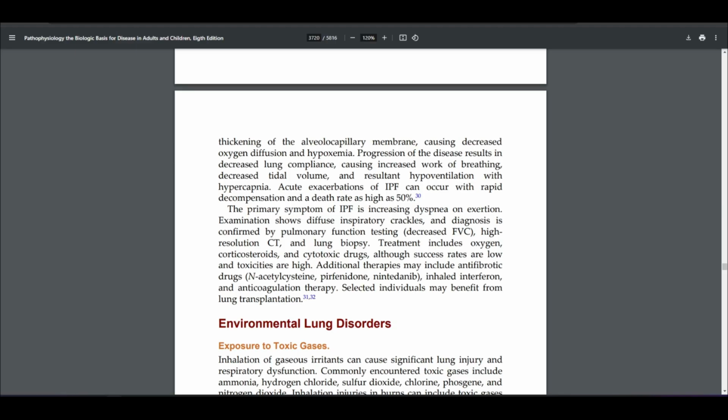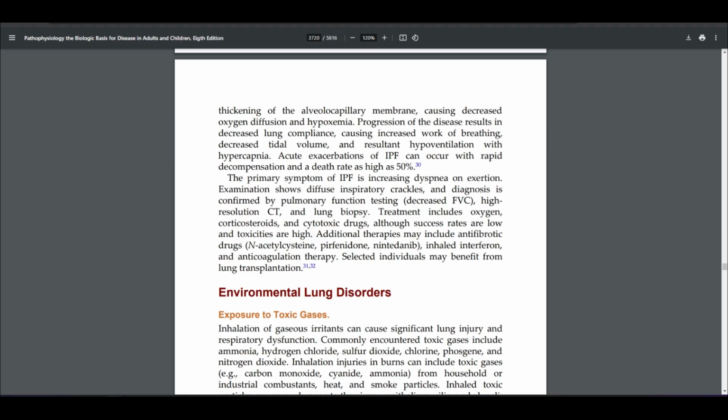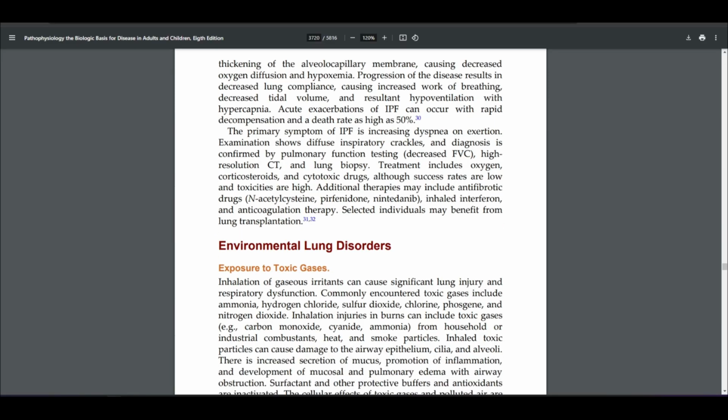The primary symptom of IPF is increasing dyspnea on exertion. Examination shows diffuse inspiratory crackles, and diagnosis is confirmed by pulmonary function test, high-resolution CAT scan, and lung biopsy. Treatment includes oxygen, corticosteroids, and cytotoxic drugs, although success rates are low and toxicities are high. Additional therapies may include antifibrotic drugs, inhaled interferon, and anticoagulant therapy. Some individuals may benefit from a lung transplant.